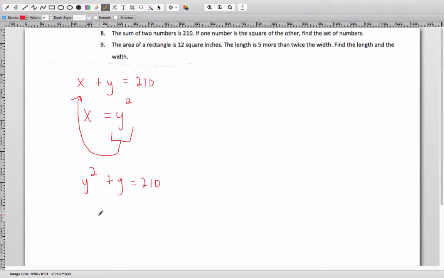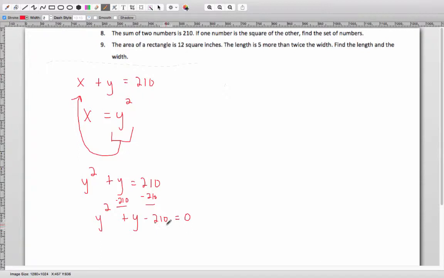So I'm going to go y squared plus y, and I'm really subtracting 210 on both sides. You can write that. Sometimes that helps, but some people just like to move it. Because 210 minus 210 is 0. Over here you're just writing minus 210, and it's equal to 0 now. Now I've got to solve this. A few ways to solve this.